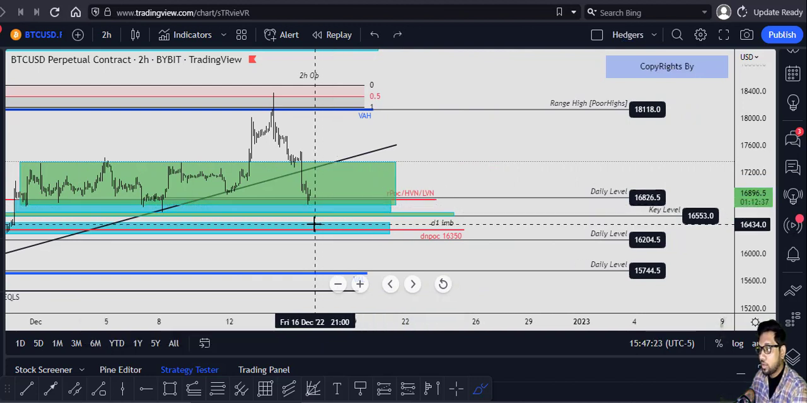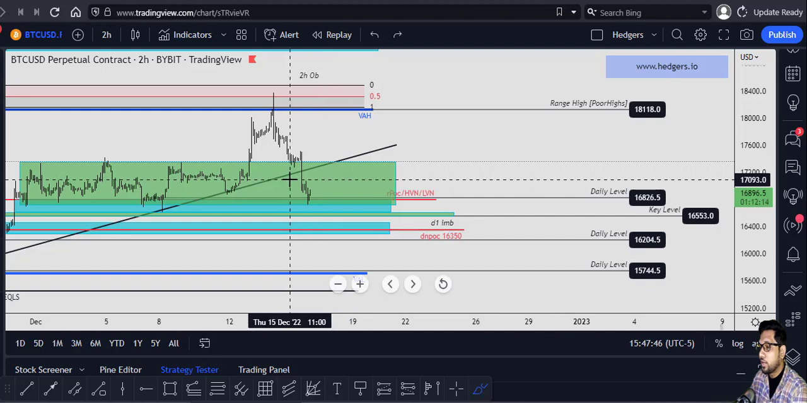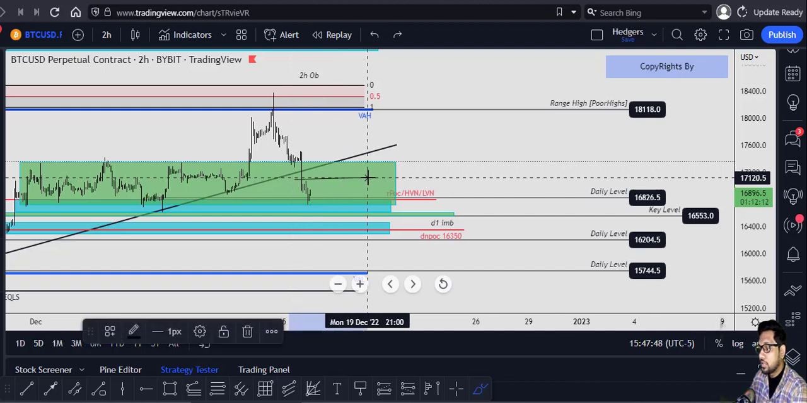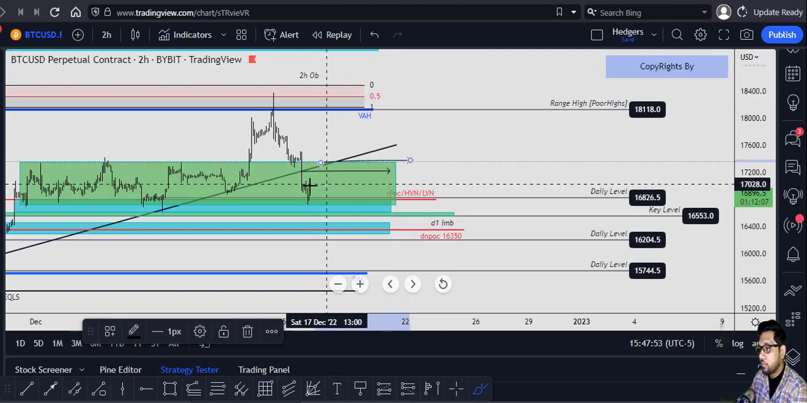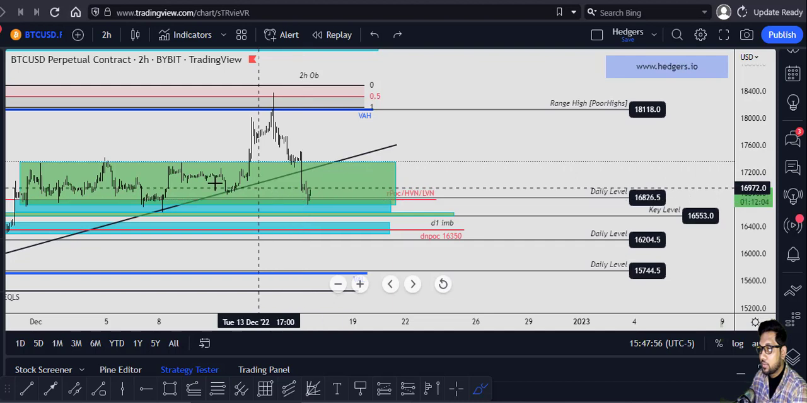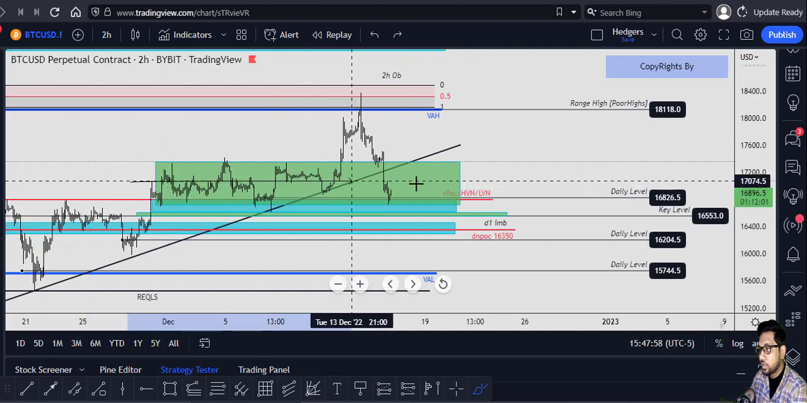I dollar cost averaged my position from 17,100 towards 16,750. So my average position is like 16,850 something. My take profit area is really simple: 17,100, 17,200, and the last take profit will be 17,300. That's what I am looking for in this range right now.